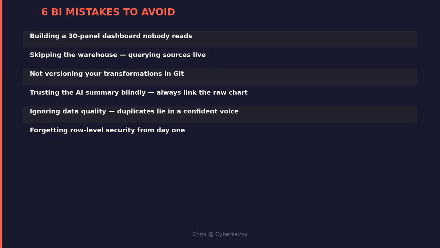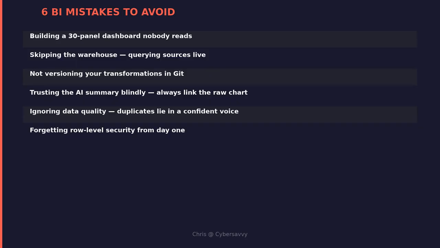I see these in almost every client audit, so save yourself the pain. Mistake 1, building a 30-panel dashboard. Nobody reads it. 3 panels is the right number. Mistake 2, skipping the warehouse. People try to query Stripe and HubSpot live every time the dashboard loads. It is slow, it is fragile, and you cannot join data across sources cleanly. Always land the data in a warehouse first.